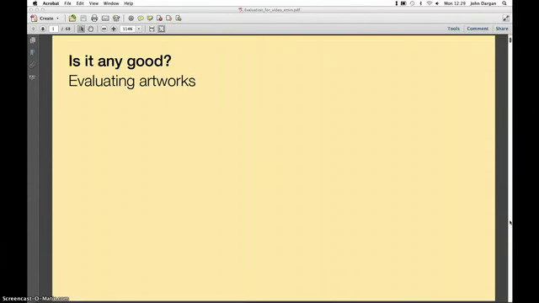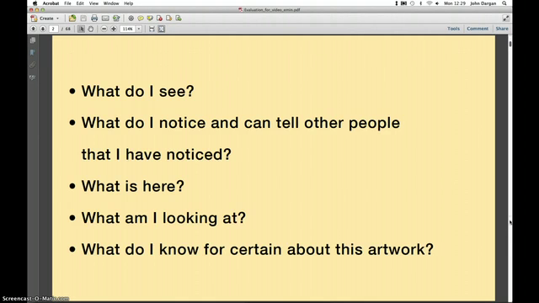Okay, this is the second talk. I'm trying to aim for these talks to be about 15 minutes long, and this one's about judging artworks, you know, whether something's any good or not. So if we go back to one of the slides I showed last week, we're just starting with this idea of description and interpretation as our way of judging an artwork.